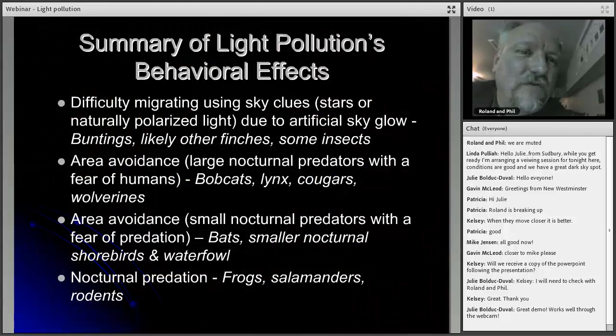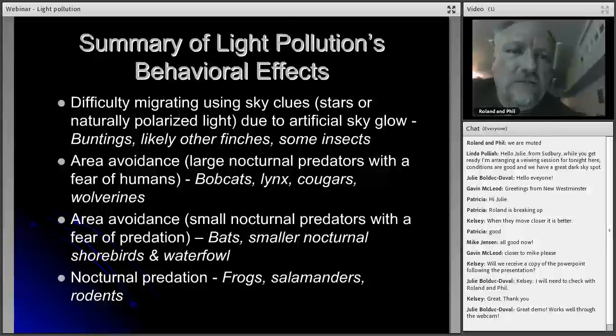So just to sum up the behavioral effects of light pollution, we've got some birds having difficulty migrating using sky clues, whether it's stars or naturally polarized light, which I haven't talked about, basically caused by light pollution or artificial sky glow. We have large animals, which we have not talked about, that avoid lit areas, like bobcats, lynx, cougars, wolverines. You can pretty much cut the foraging area for a large carnivore in half by putting a roadway in with lighting. The animals tend to shun the lit areas, so now it's almost like you've put up a fence merely by putting up roadway lighting.